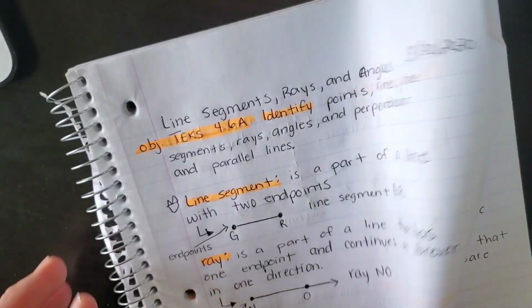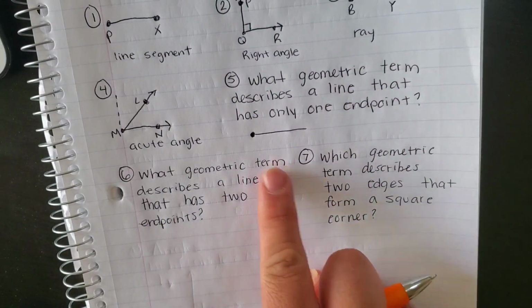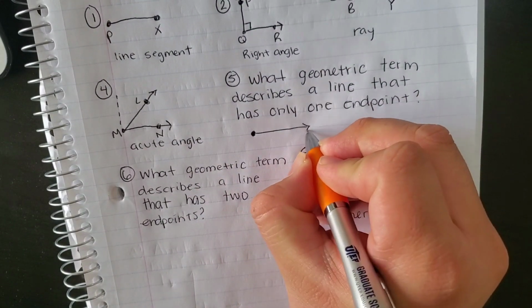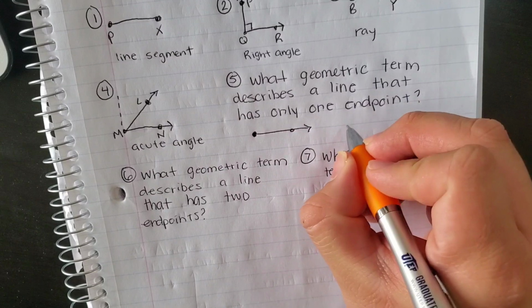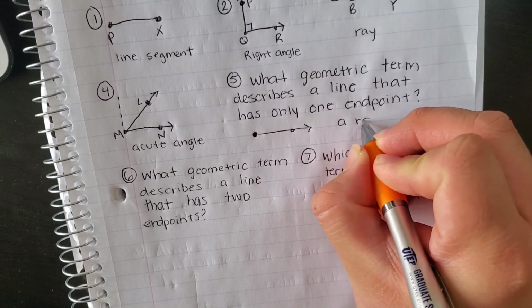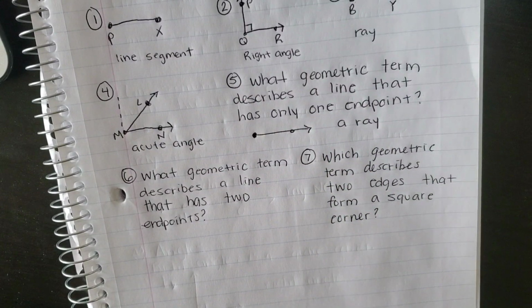Well, if it has only one endpoint, then that means this one can also be a ray. Okay, so draw it out if you have to. So if it only has one endpoint, it's called a ray.